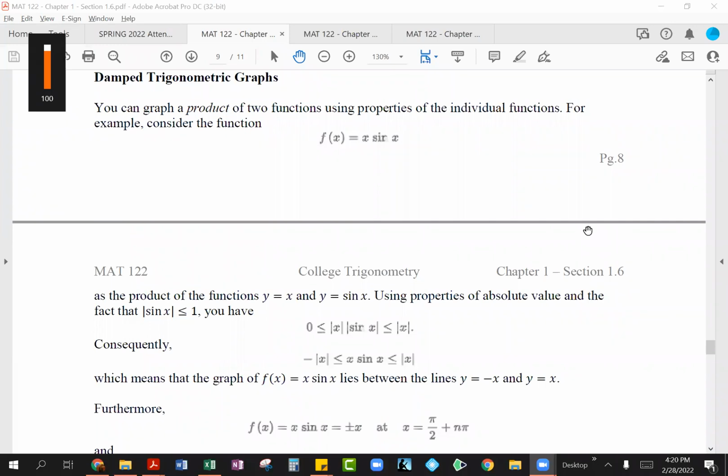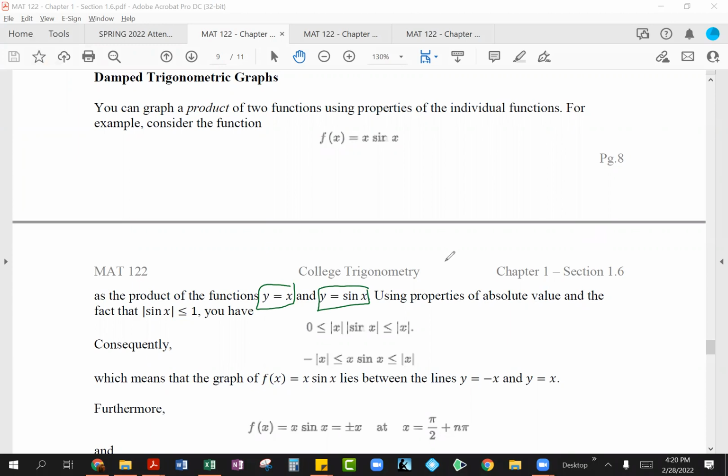Alrighty. So this is where we're talking about the damping factor. So basically the idea is, if you take the product of two different functions, what will happen when you try and graph those? So like here in the example, you can see we're looking at x times sine of x. So, of course, we're looking at the product of two functions. You have the y equals x function and the y equals sine of x.